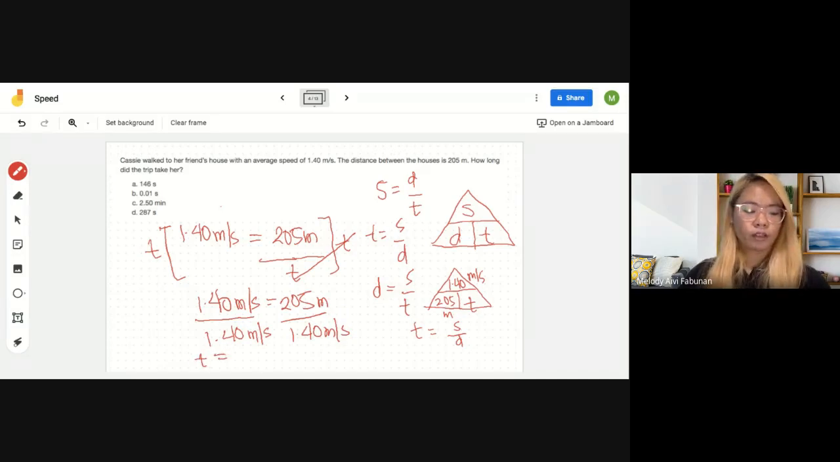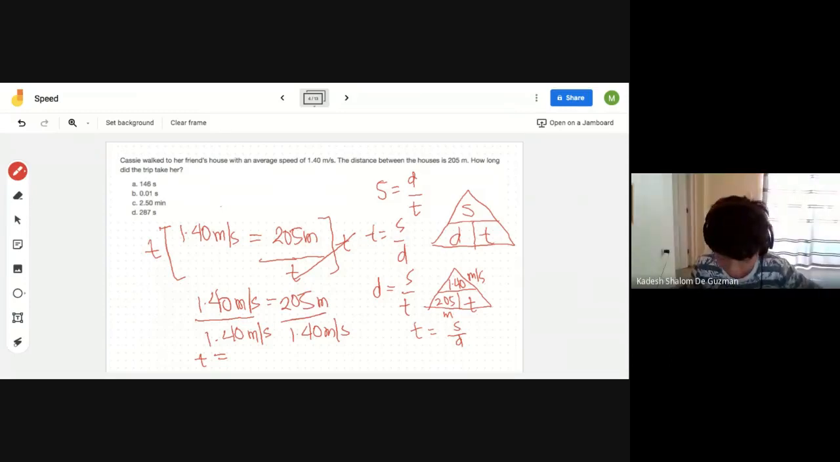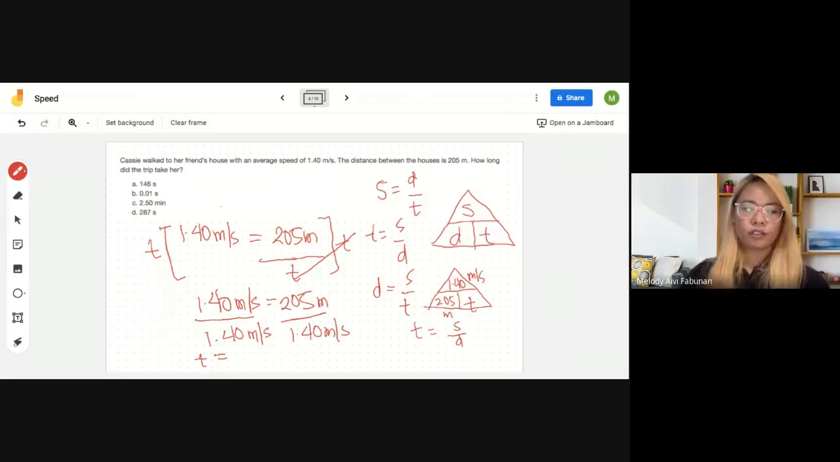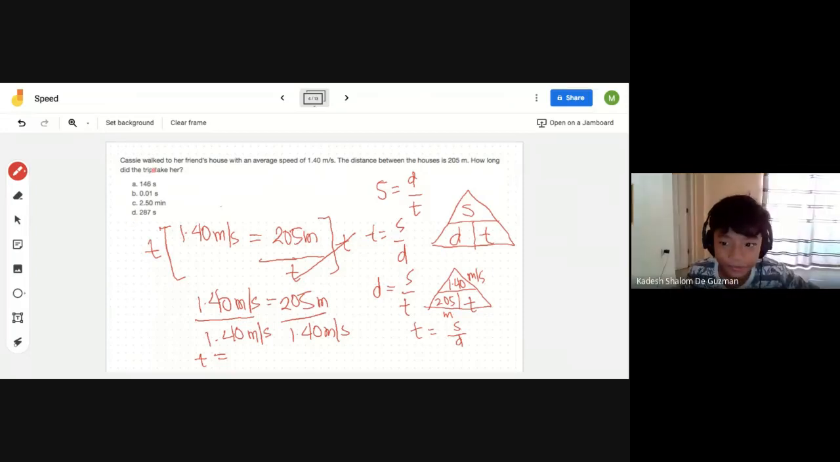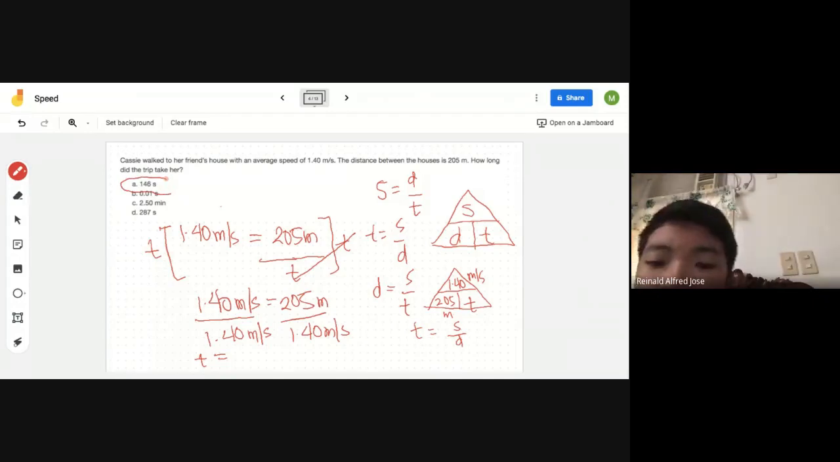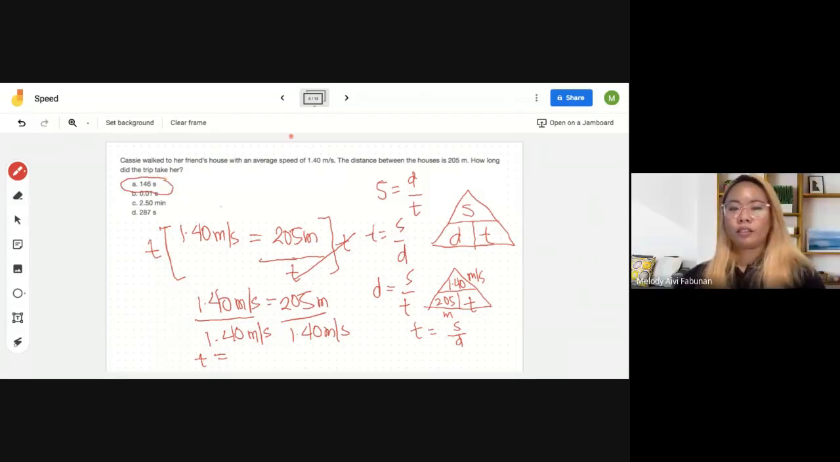paki-compute with your calculator. 146.42 seconds. So what's the answer? It's letter A. So let's try another one.